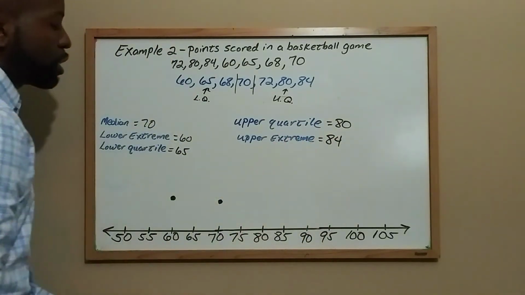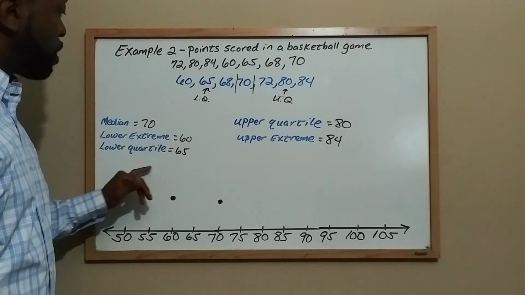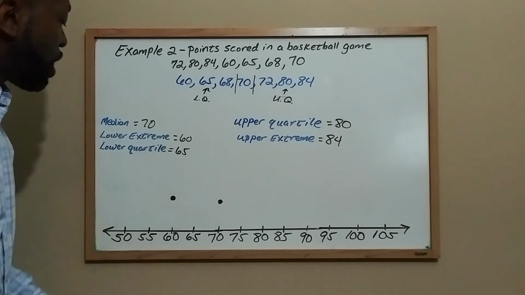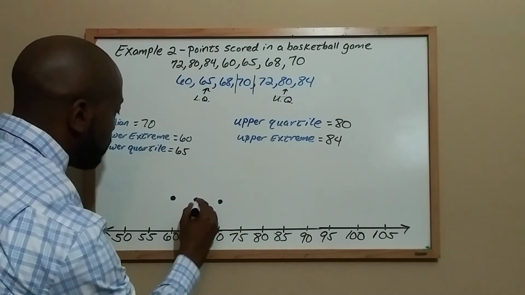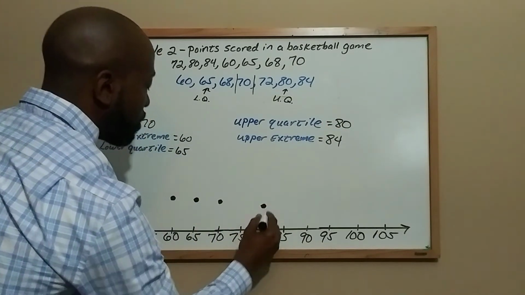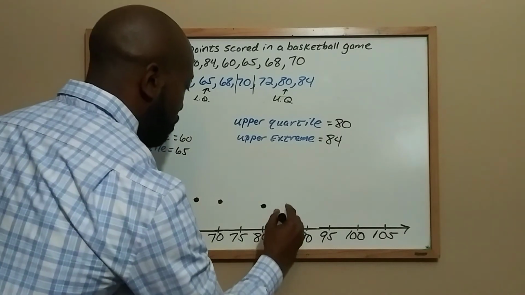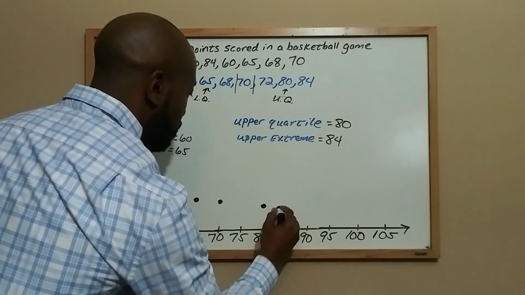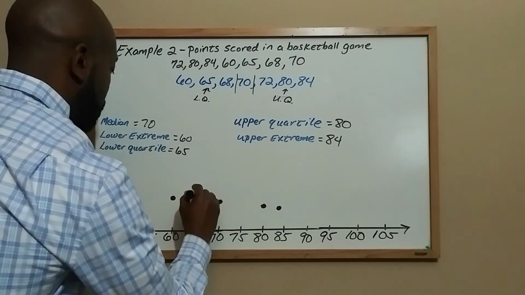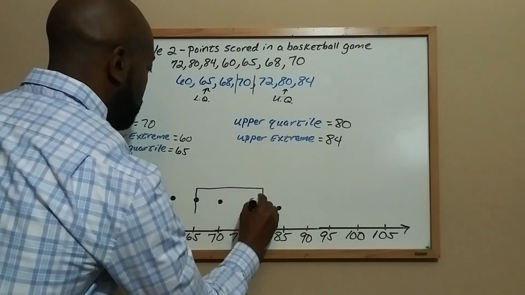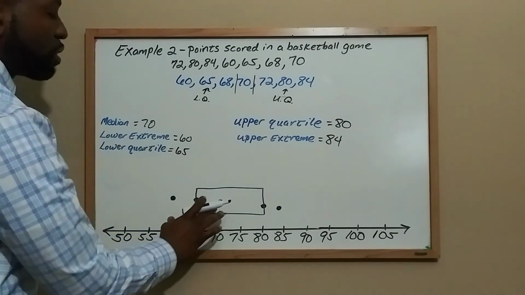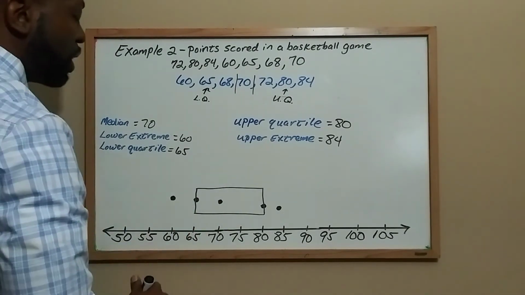So let's put a point for the others that we need, which is the lower quartile, which is 65. We need a point for the upper quartile, which is 80. And we need a point for the upper extreme, which is 84, right before we get to 85. So now we draw a box around the 3 points in the middle. After you draw a box around those 3 points, there's always a point on the inside of the box. That point always represents the median.